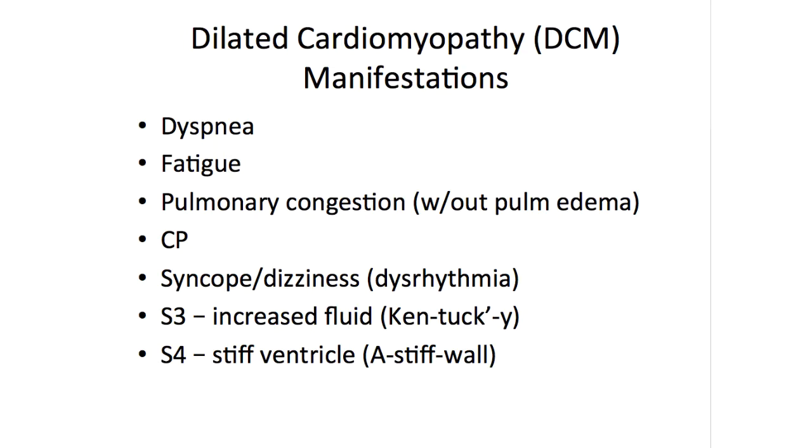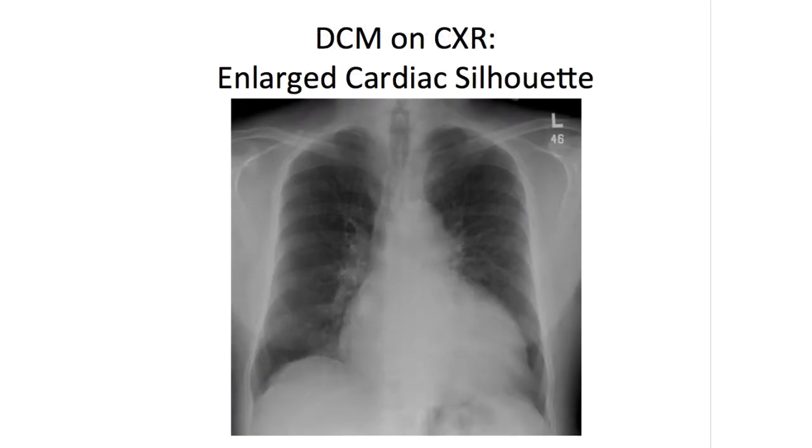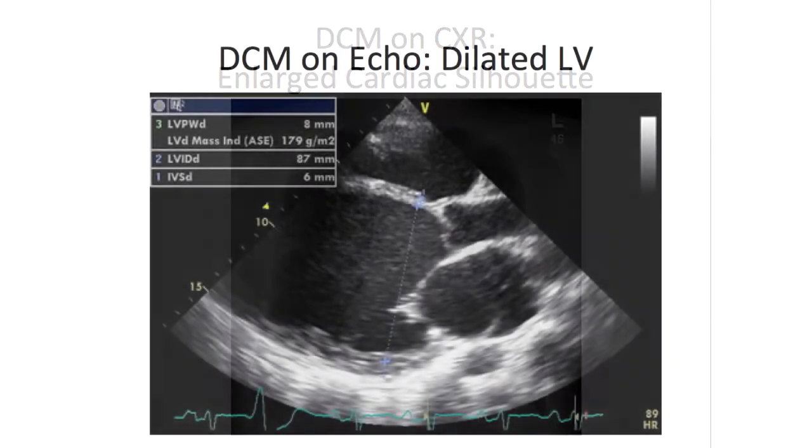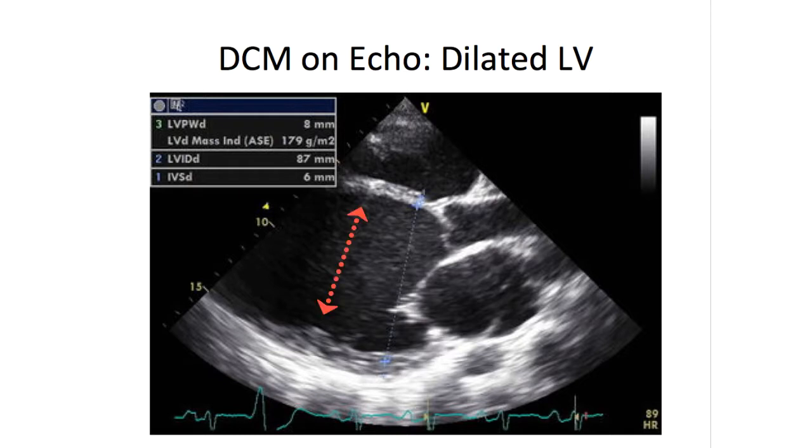On the chest X-ray, the only thing you'll see with dilated cardiomyopathy is an enlarged cardiac silhouette. You'll notice that the heart size is greater than 50% of the total width of the lung fields. This is not a very specific finding, as it occurs in all cardiomyopathies as well as heart failure. On the other hand, on an echocardiogram, you'll notice a very dilated left ventricle.